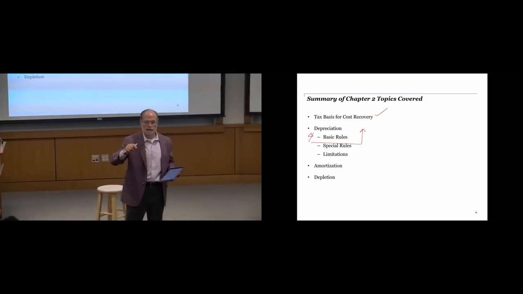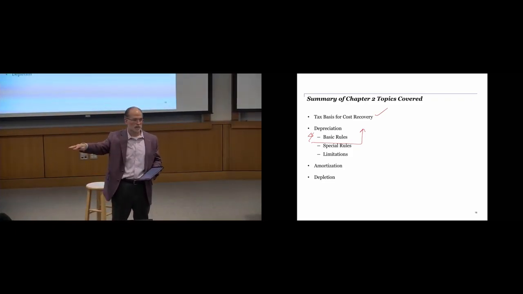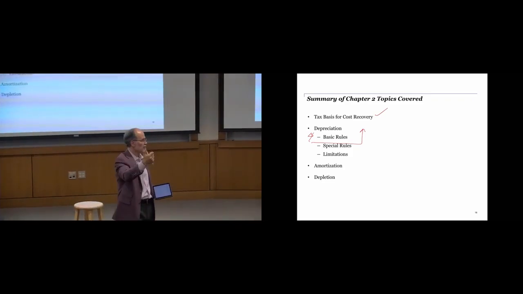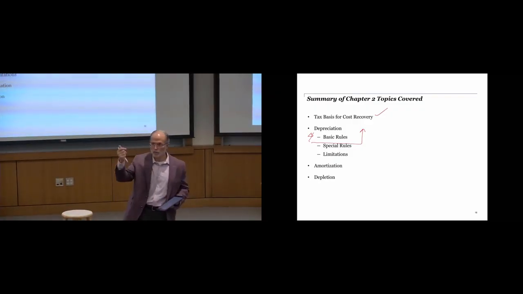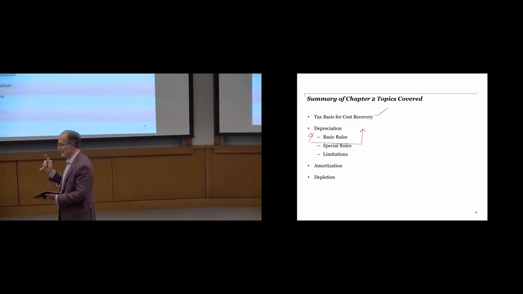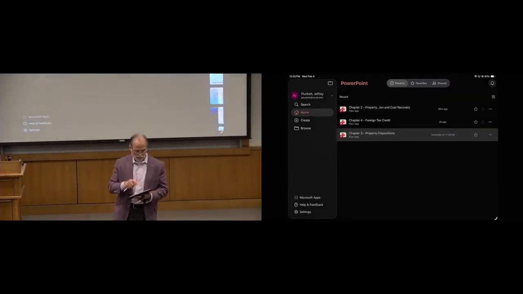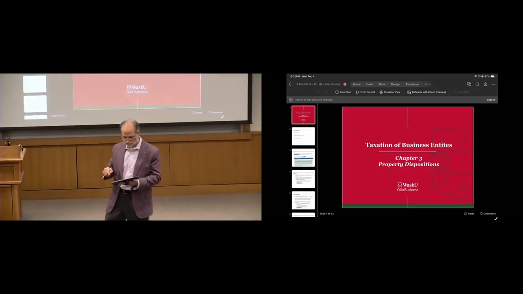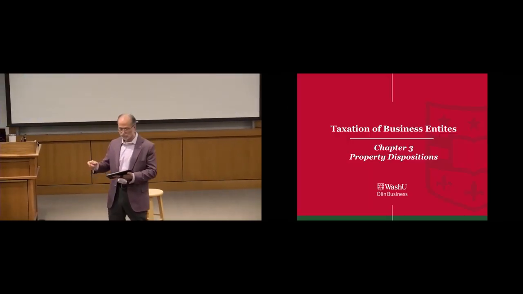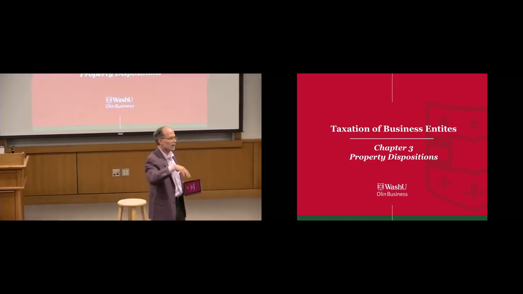And that is agnostic to what type of business entity we're in. You have to be in business: partnership, corporation, S corporation. So the last topic we're going to talk about, our last chapter I believe, is chapter 3, which is agnostic across business entities as well. And we're on the other side of the property life cycle, where we're disposing of things.